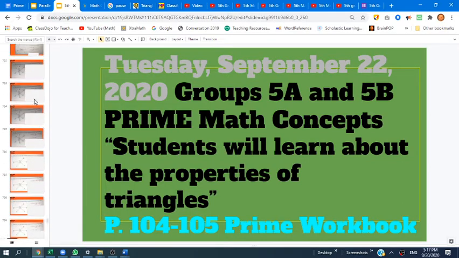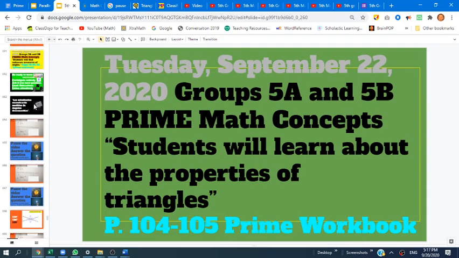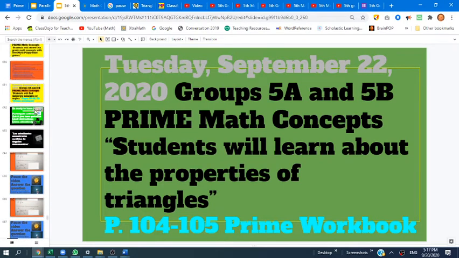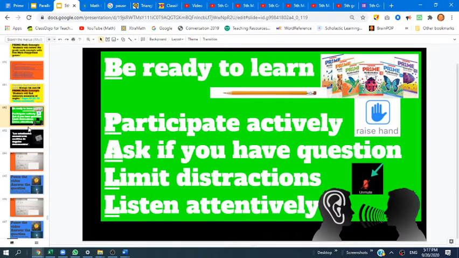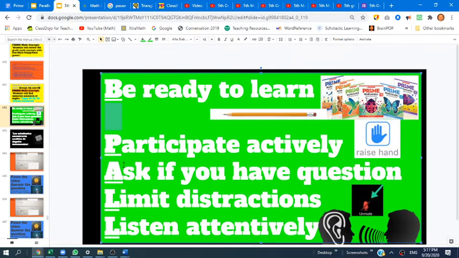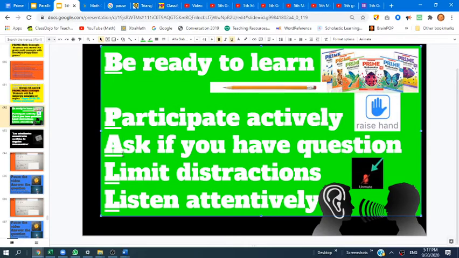Before we jump into the book, I just want to explain a couple of things. In class, it's very important that you follow these expectations. It follows the acronym Be Pal, or be a friend. The B stands for be ready to learn, so you already have your math workbook and your pencil ready. The P stands for participate actively. Make sure you raise your hand if you have something to say. Make sure you ask if you have any questions.